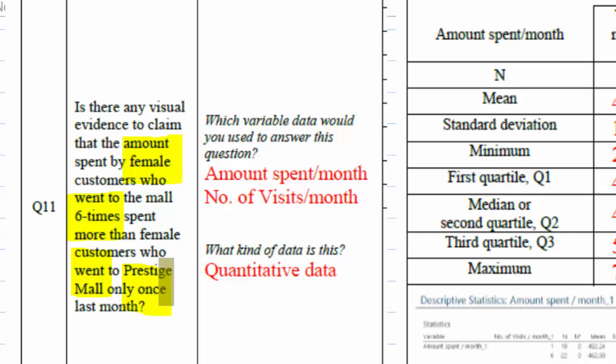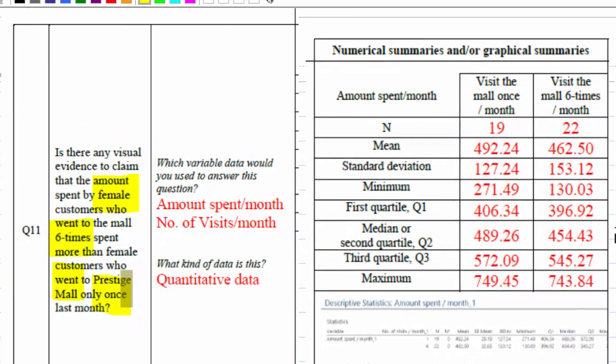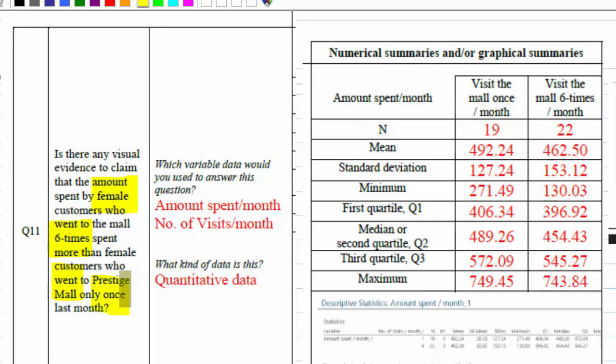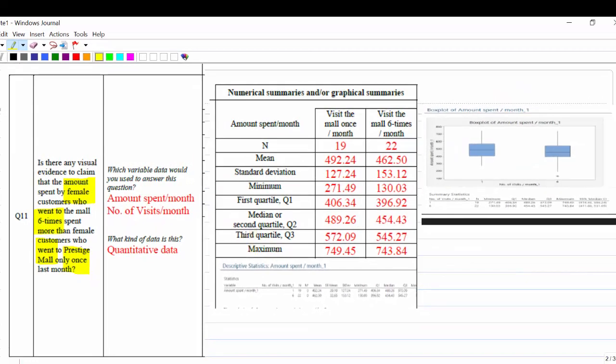All these data are quantitative. And the answer, as you can see on the screen: the number of female customers who visit the mall 1 time and 6 times, the mean of how much they spend, the standard deviation of how much they spend, and the 5 number summary: minimal, Q1, median, Q3, and maximal. And there is also a box plot for comparison.